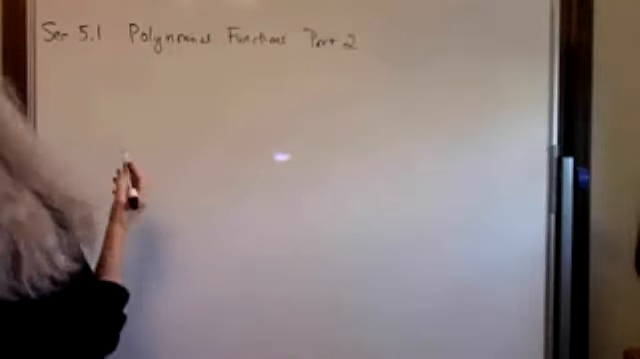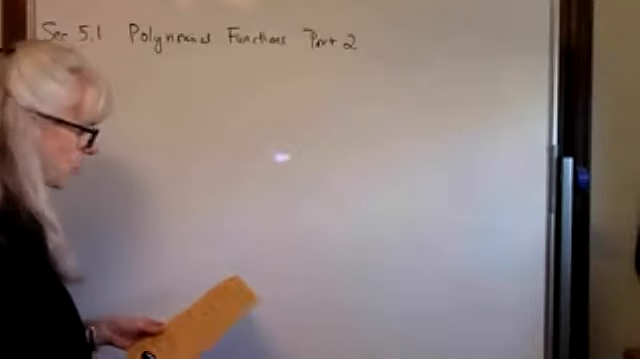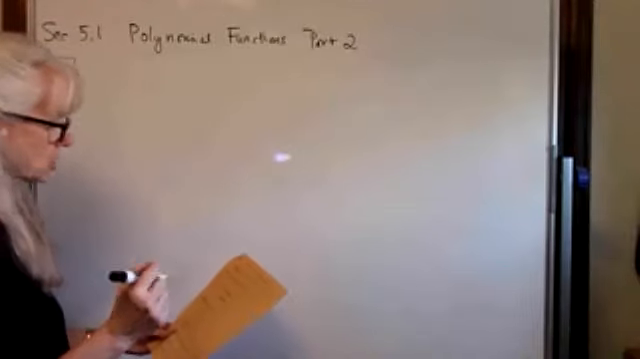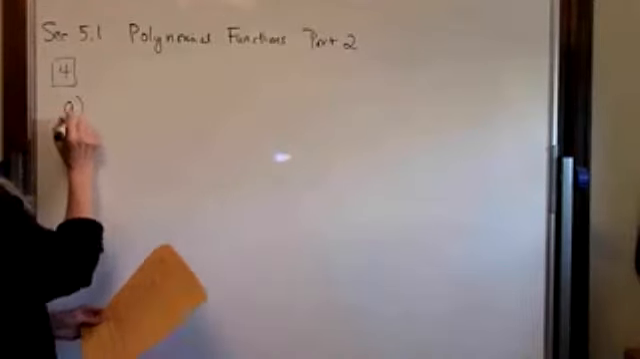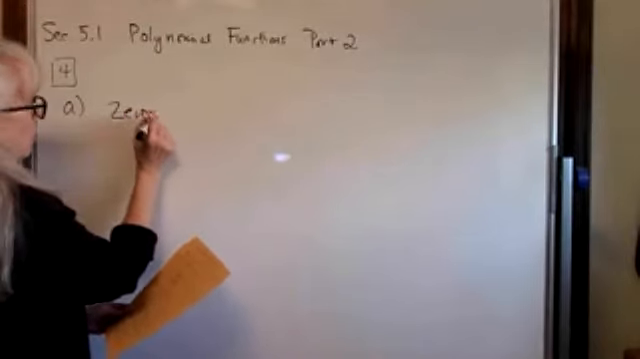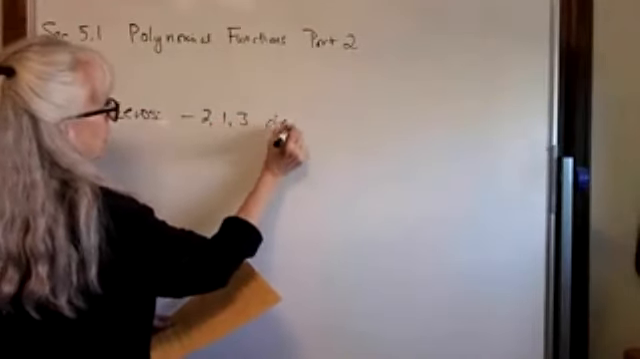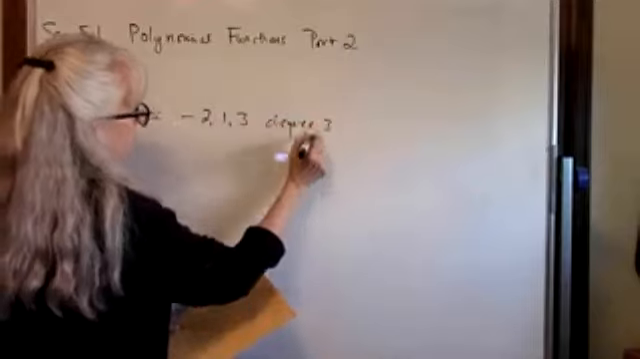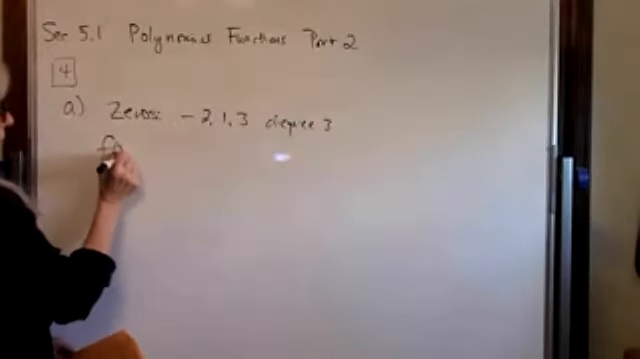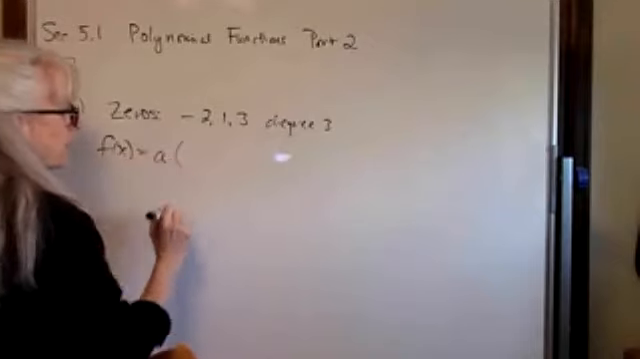So this is example 4. So example 4, we want to form a polynomial whose real zeros and degree are given. So example A says that the zeros are negative 2, 1, and 3, and it would be a degree 3. So f of x is equal to, I'm going to put a leading coefficient in there of a. We'll talk about that in just a minute.